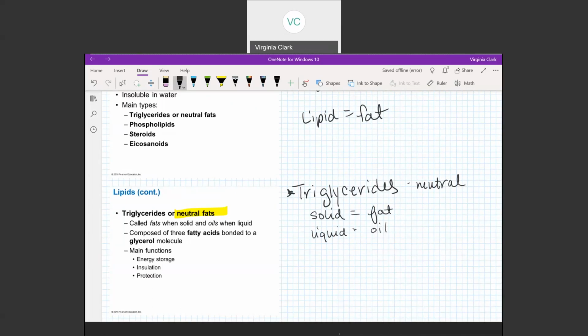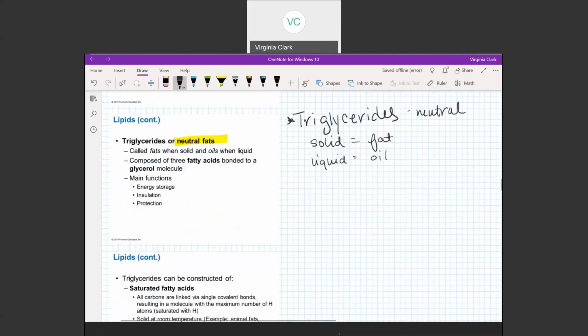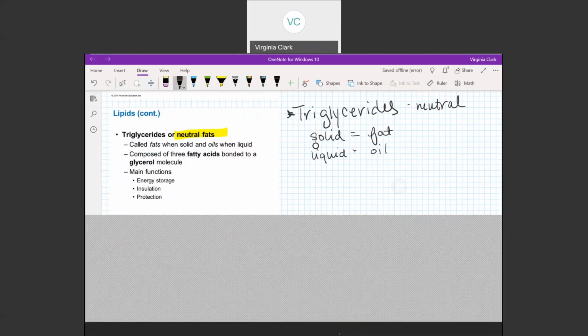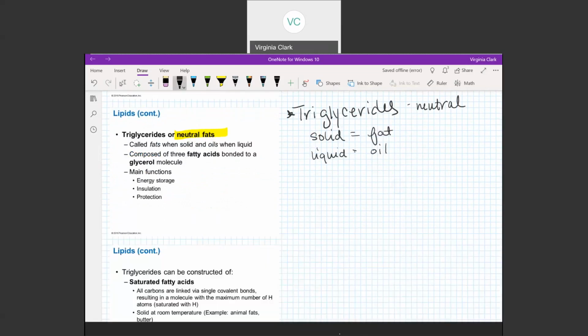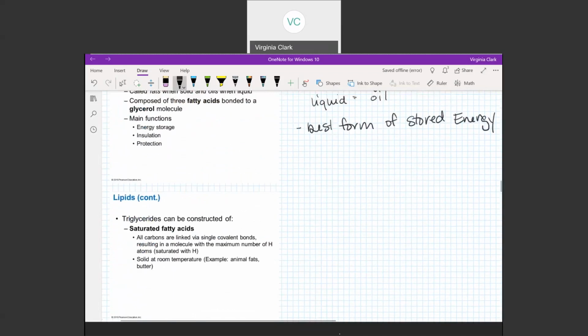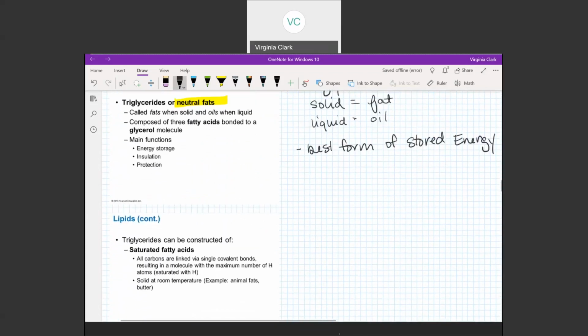These are very, very large. They are composed of hundreds and hundreds of atoms, but they are very, very important because they are the best form of stored energy. So this potential energy that our body has, this is the best form of stored potential energy. And the triglycerides are made up of two parts.